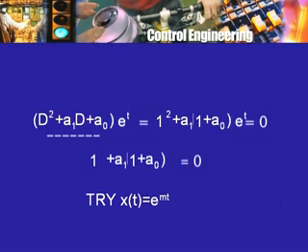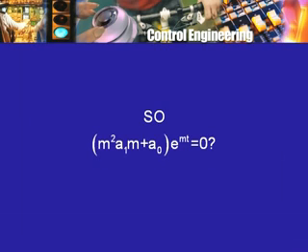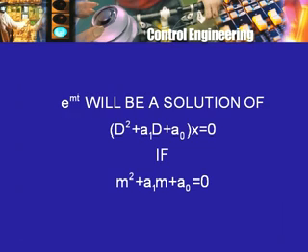the result I will get on the left hand side will be m squared plus a1 m plus a0 multiplying e raised to mt, and when is that equal to 0, or can that equal 0? Well, e raised to mt is never 0, as we saw earlier. So if this expression in the bracket is 0, then this whole thing will be true, and therefore e raised to mt will be a solution if m satisfies the condition m squared plus a1 m plus a0 equal to 0.